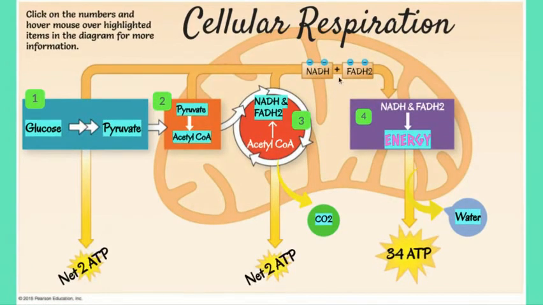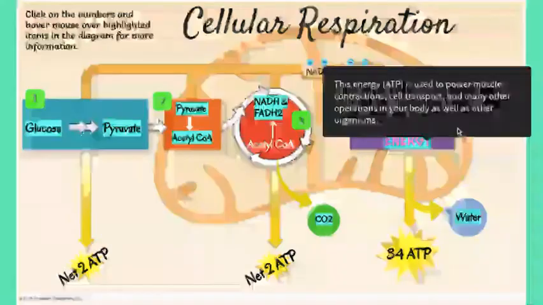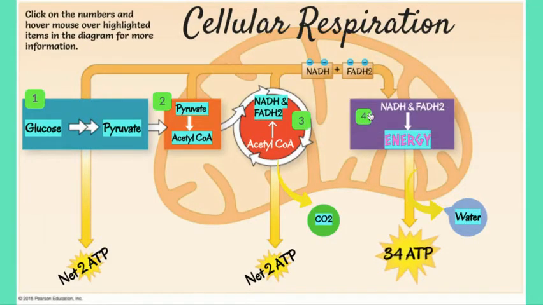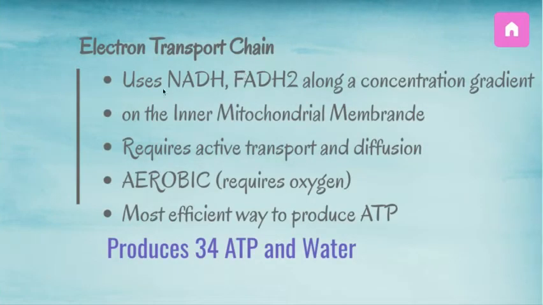Now we're going to take our electron carriers, NADH and FADH2, and they're going to go to our lovely electron transport chain so we can pump out a lot of energy. Let's talk about this last and final step, the electron transport chain. It's going to use our reactants along with a concentration gradient. It occurs in the inner mitochondrial membrane. It does require active transport and diffusion of our molecules, and it does require oxygen. This is the most efficient way to produce ATP, and it is going to produce 34 ATP and water.